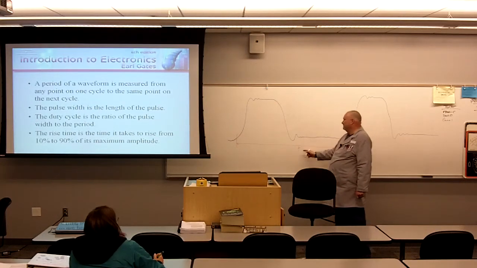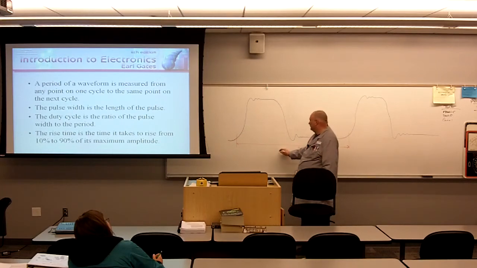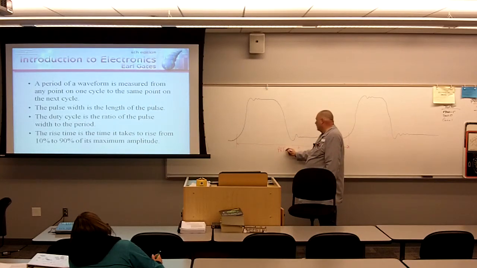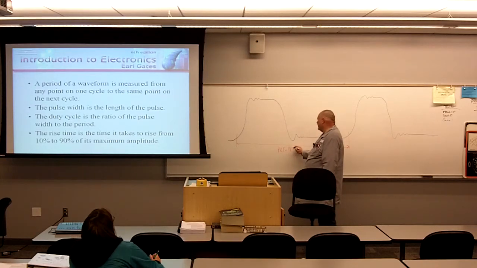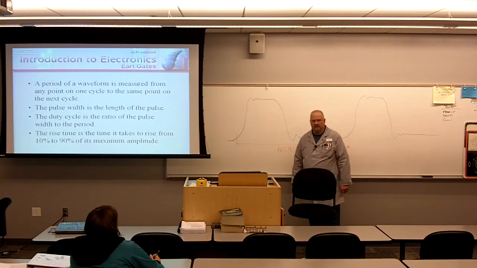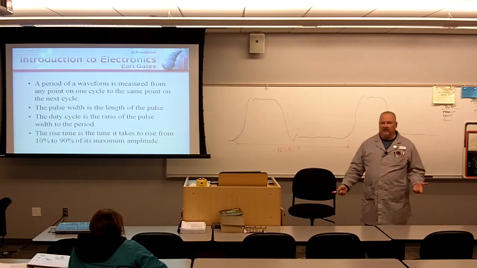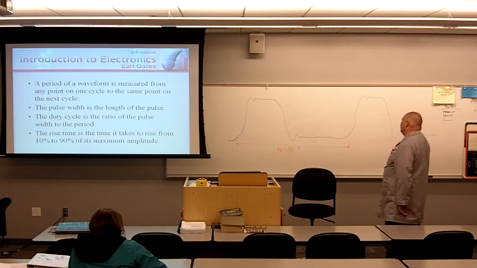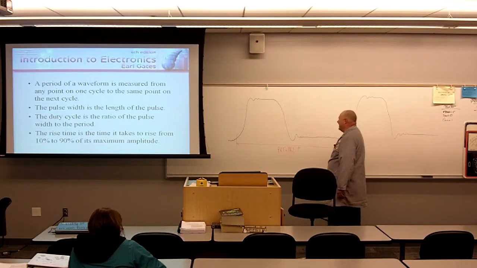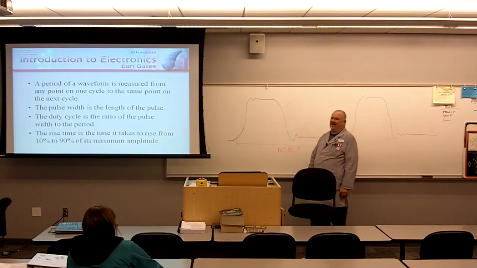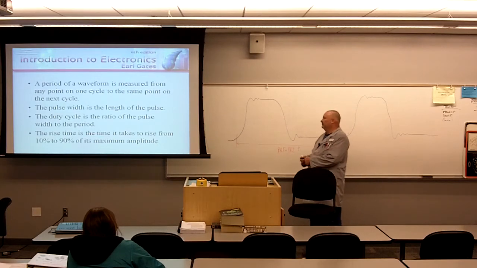The other thing that this time could be called, it could be called a pulse repetition time, PRT, or it could be called a pulse repetition interval. And the interval in electronics that we use as time measurement is the second. So it could be called PRT or PRI, and it represents time from the start of the waveform to the end of the waveform.